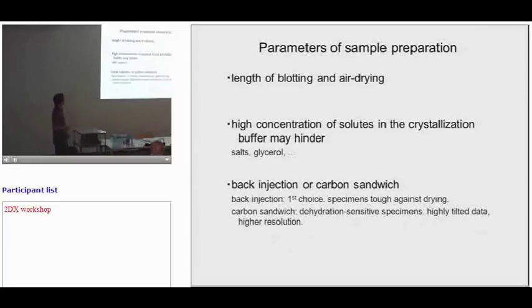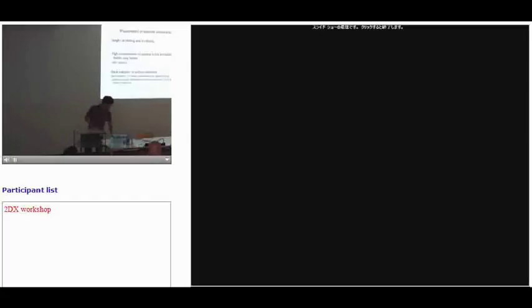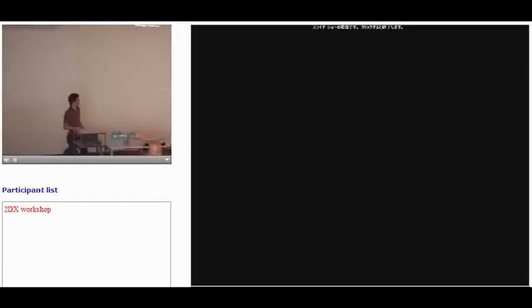The back injection is always the first choice because it's easier to handle. Carbon sandwich is effective when you take tilted data or when you are aiming at higher resolution. And for some dehydration sensitive specimens, carbon sandwich is necessary. So that's it. Thank you for your attention.